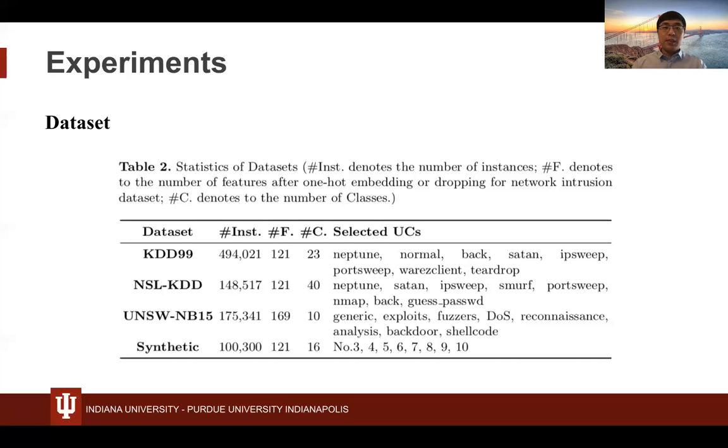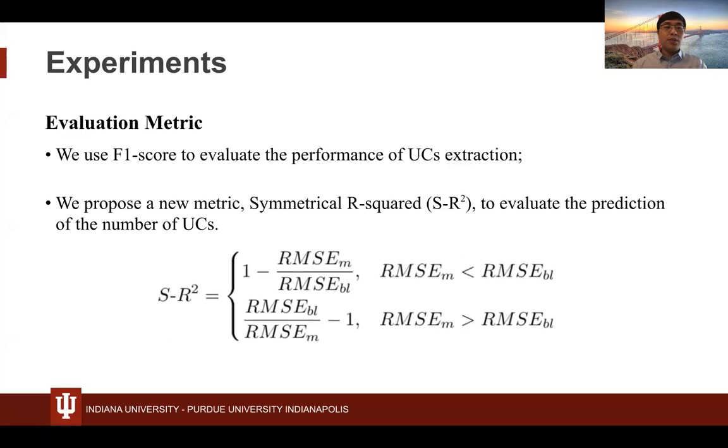In the experiments, at first we will introduce the datasets. We use 3 network intrusion datasets and 1 synthetic dataset. We list the unknown classes in the last column of the table. Here we use two evaluation metrics. The first, we use the F1 score to evaluate the performance of unknown class extraction. Also, we propose a new metric called symmetrical R-square to evaluate the prediction of the number of the unknown classes.